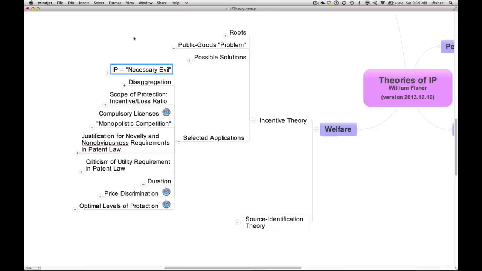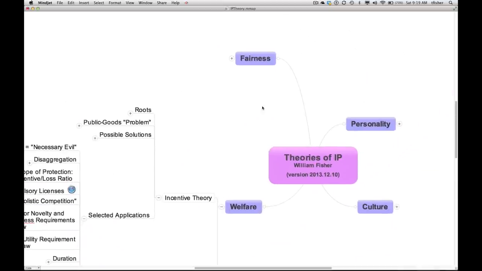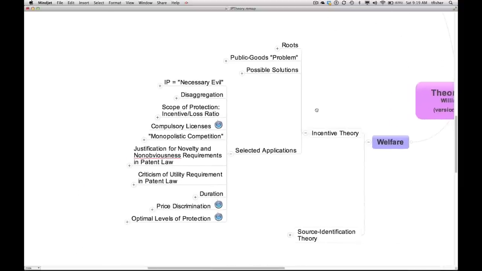Notice that this orientation differs very sharply from the way in which copyright is seen through the lenses of the fairness theory or the personality theory, both considered in lecture number two. Viewed through those glasses, copyright deserves our unqualified support because copyright law tracks and enforces the natural rights or the fundamental human needs of artists and authors. The support provided to copyright by the welfare theory is more grudging.